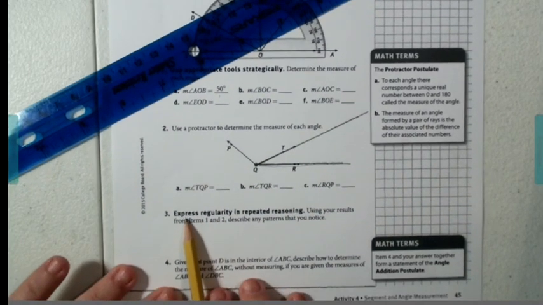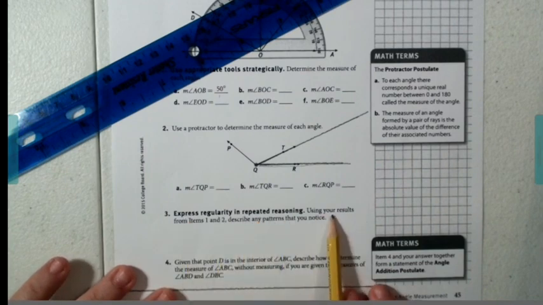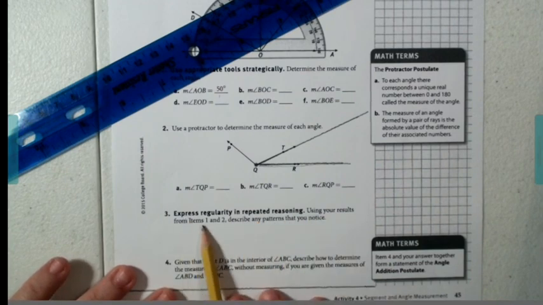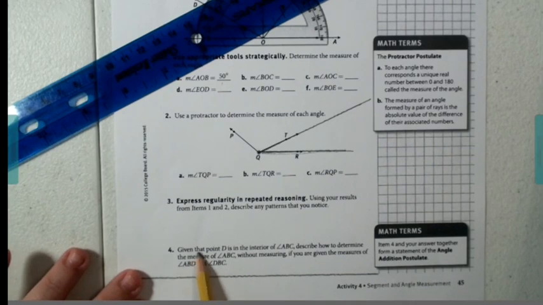And 3 says express regularity and repeated reasoning. Using your results from items 1 and 2, describe any patterns that you notice. And number 4 says, given that point D is in the interior of angle ABC, describe how to determine the measure of angle ABC without measuring if you are given the measures of angle ABD and angle DBC.